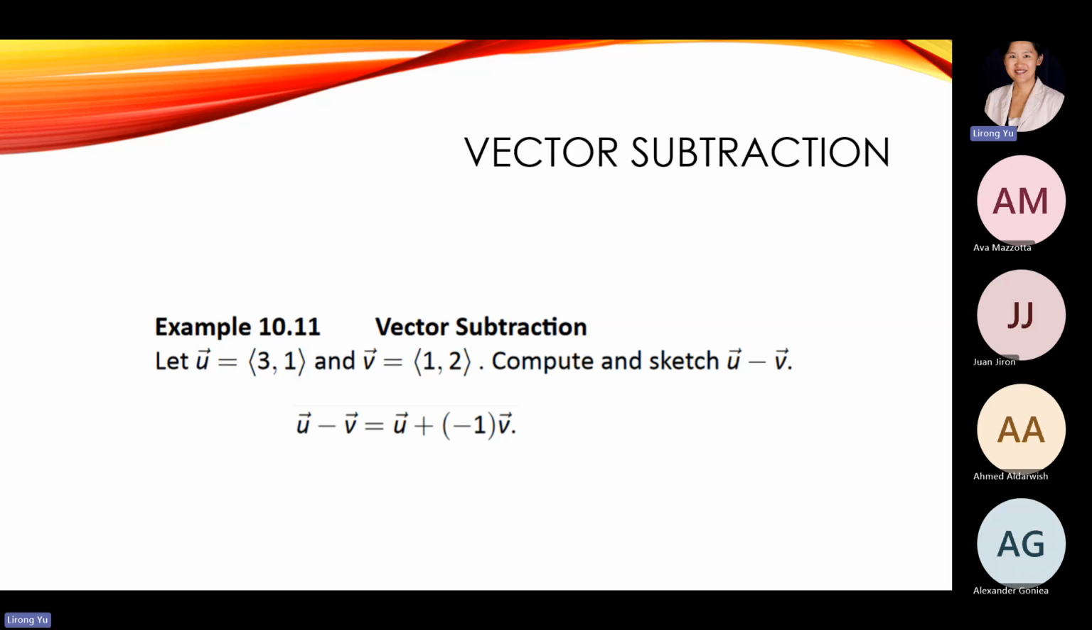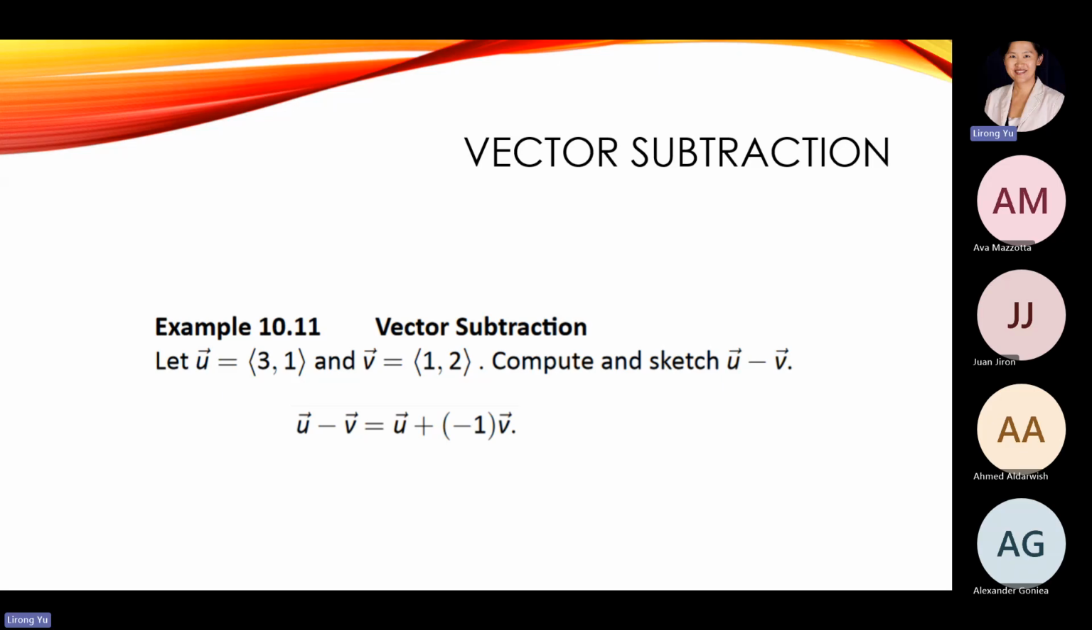Now this is about how we do subtraction of vectors. Basically, subtraction of a vector is like adding the negative vector. So you can have v multiplied by -1 and then add u. That's essentially how to do u minus v. Calculation-wise, you really just subtract the components. So u minus v is 3 minus 1, that's 2, and 1 minus 2, that's -1. In this case, u minus v is the vector (2, -1). So that's how you subtract vectors.